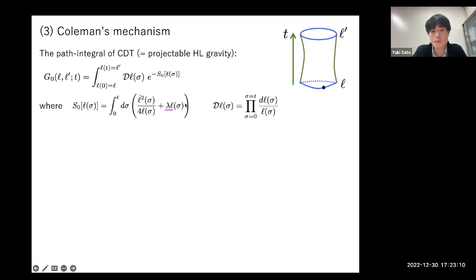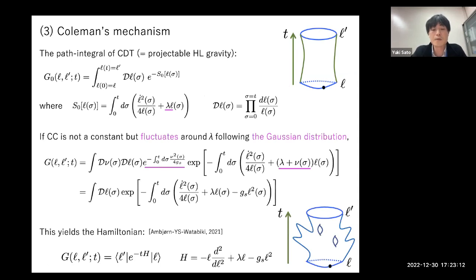However, if this lambda is not a constant, but fluctuates in time following the Gaussian distribution, let me think about this case. So this can be expressed by the path integral. So the cosmological constant lambda fluctuates by the field mu, and this mu follows the Gaussian distribution. And since this mu is a Gaussian, you can perform this integral explicitly. So if you do that, you get this action, effective action, sort of.